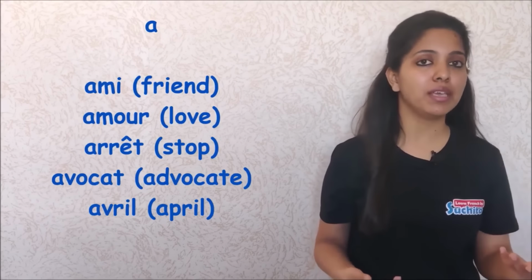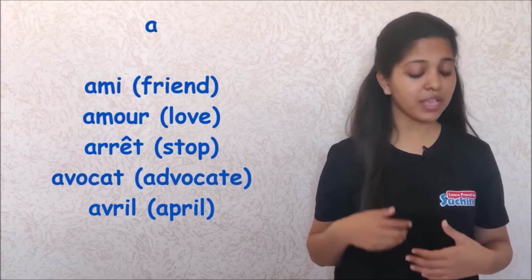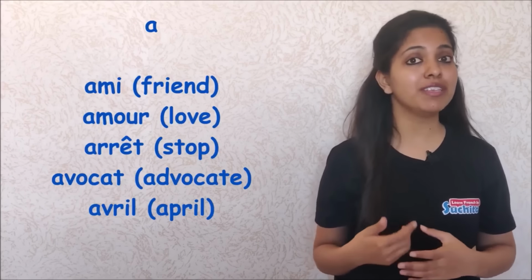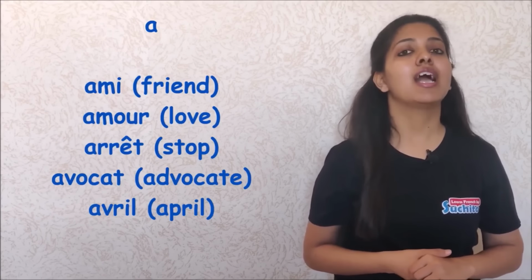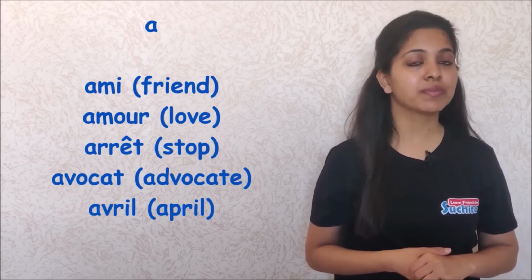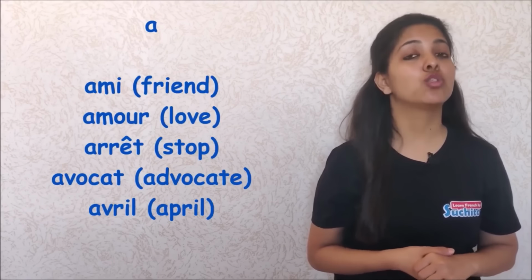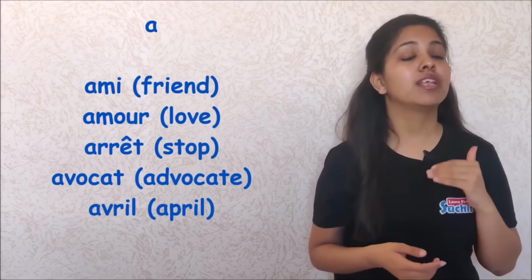So, ami, amour, arrêt, avocat, which means an advocate. Avril, which means the month April. So you see, in all of them, the letter A has the sound A.